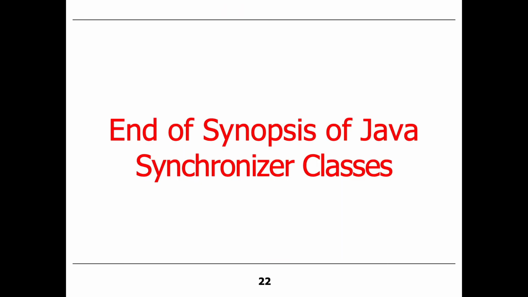So that's the end of our overview of Java synchronizer classes. You will get lots more exposure to all of these things, or almost all these things, by the time we're done in the class. But this is just the bird's eye view, the forest view rather than the tree view, which we'll get later.